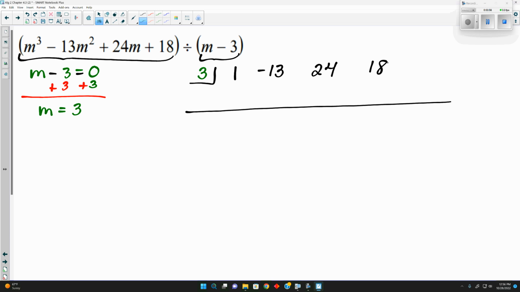Okay, now we're going to officially start synthetic division. The first step is we drop the first number straight down. Now I'm going to be drawing arrows. You can draw them if you want. I wouldn't advise it because we're about to have a whole bunch of arrows. The first main thing we're going to do is take 3 and multiply it by 1.